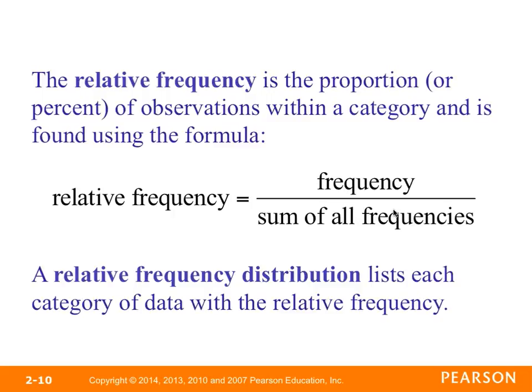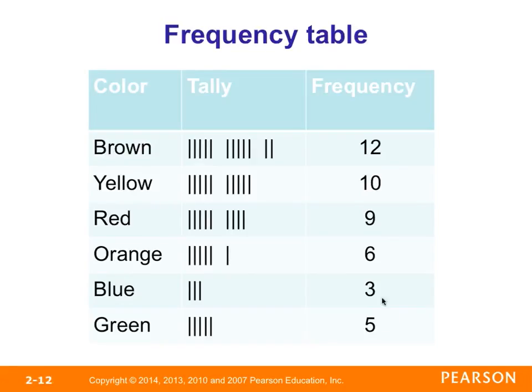Now, the relative frequency is the proportion or percentage of observations within a category. And in order to find that, all we have to do is take the frequency that we got for the category that we're talking about, and then divide by the sum of all frequencies. So a relative frequency distribution looks pretty much like the other one. It lists each of the categories of data, except instead of listing the frequency next to them, it lists the relative frequency. So again, we have our data. We have 12 brown M&Ms, 10 yellow, and so on.